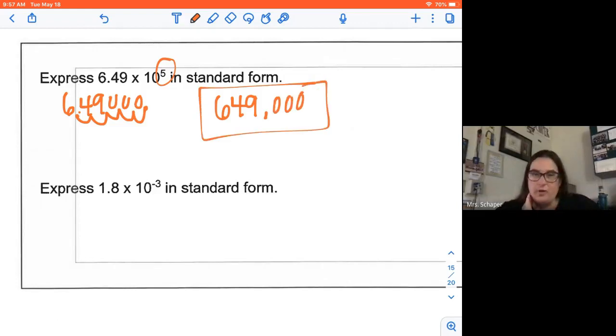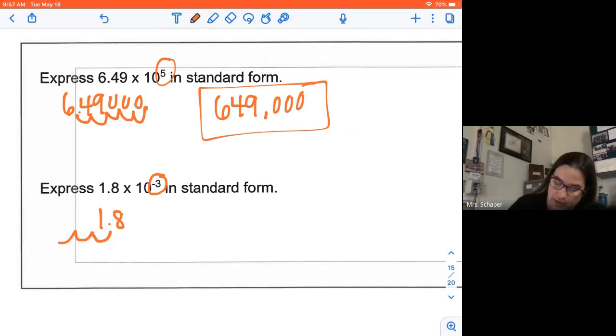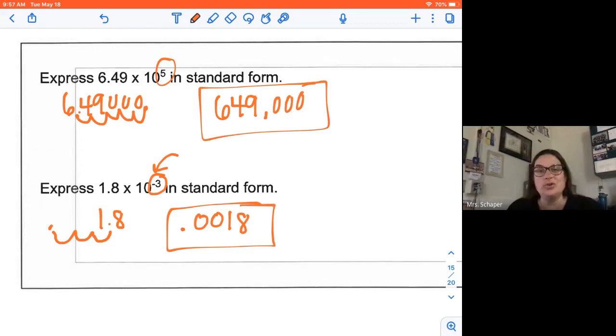Standard form and decimal form are the same thing, so you'll hear it referred to in both cases. All right, so here's the next one, 1.8 times 10 to the negative 3. That means I move it back 1, 2, 3. The negative tells me to move it back 3. So 0.0018. This is my standard form, also known as decimal form.